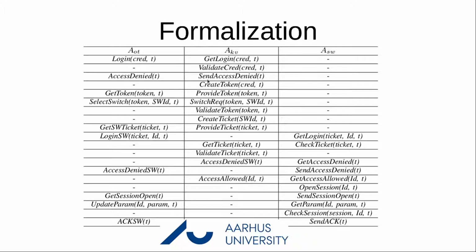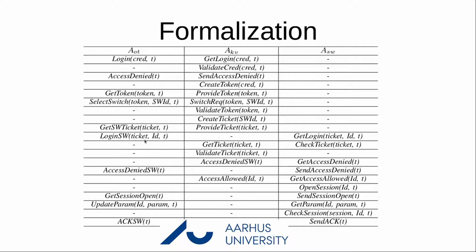Here we can see that the key vault can send access denied, which eventually synchronizes with the access denied on the OT. And once again, creation of the token is an internal action. Several of these actions represent handling of tokens: providing the tokens, getting a switch request from the OT, and then validating the token that is passed with this request, and then creation of the ticket again. Then this ticket is sent to the OT again.